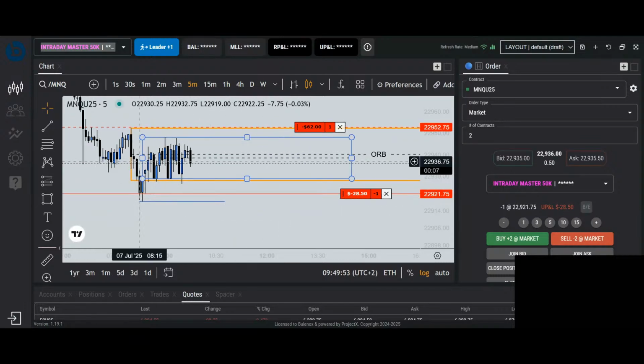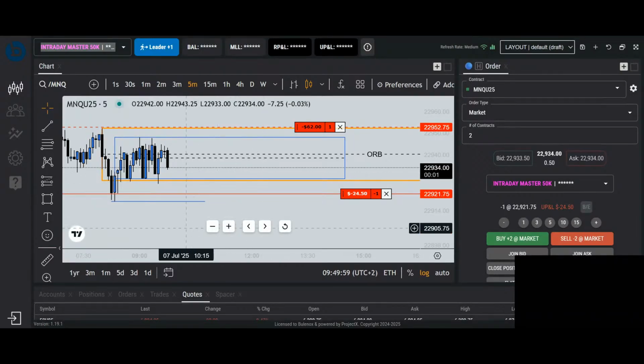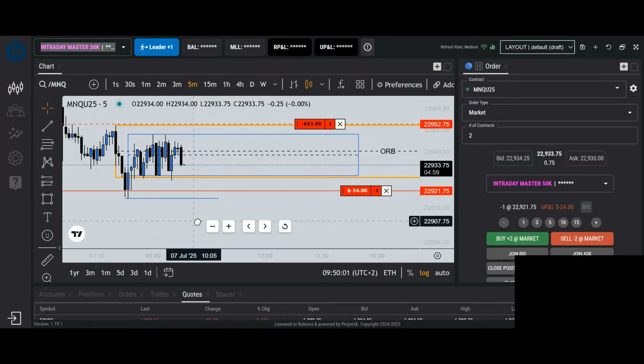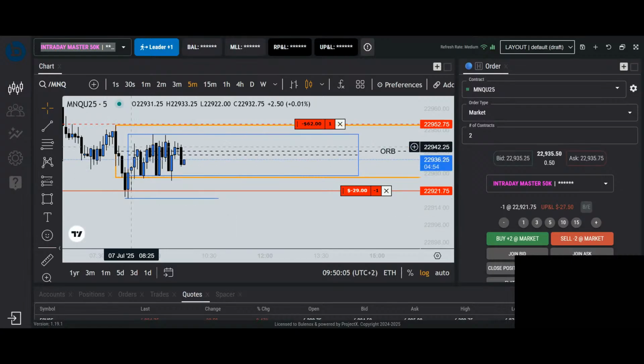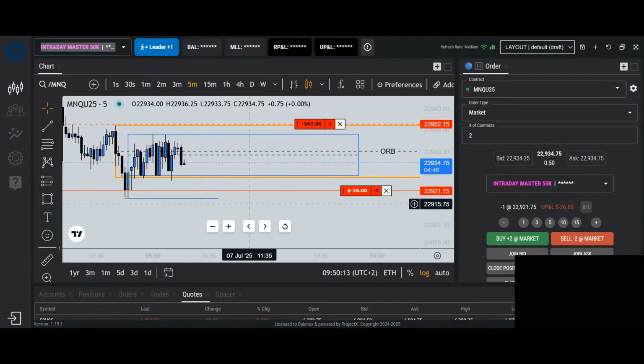If you ever have this kind of PA and you try to read the market, it's almost impossible to read this. Then I can just suggest to make some kind of box or square around it and then wait until it breaches to one of the sides.